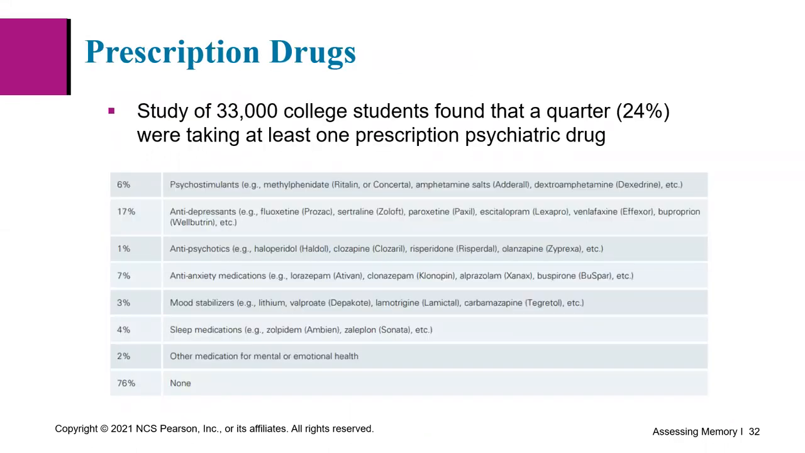And before we leave the topic of substance use, let's focus for a moment on the use of prescription medications. A surprisingly large percentage of students in the 2020 study reported taking at least one and often several prescription psychotropic medications. Always ask about these and look up potential side effects that either directly interfere with learning and memory or may indirectly do so by affecting sleep.